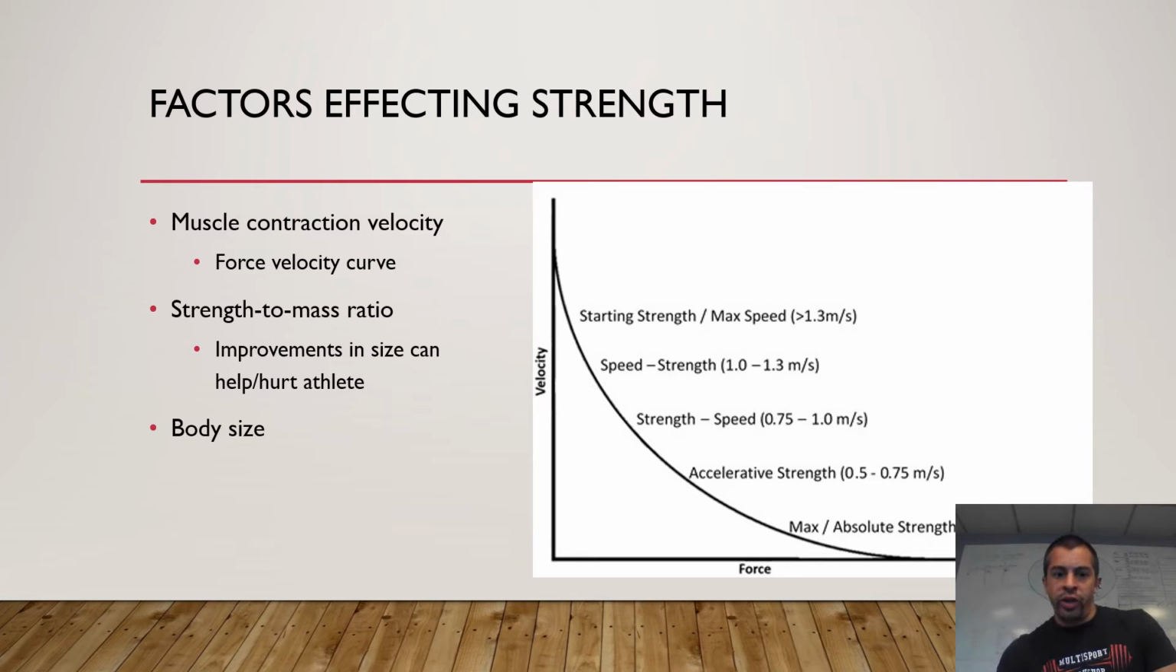So factors affecting strength. Other factors that affect strength are the external objects that we are moving, right? So this is the force velocity curve. It was first created by A.V. Hill in like, I want to say 1938, I believe. And this is basically what it states: as force production increases, our velocity typically decreases. And conversely, as our velocity increases, our force usually decreases.